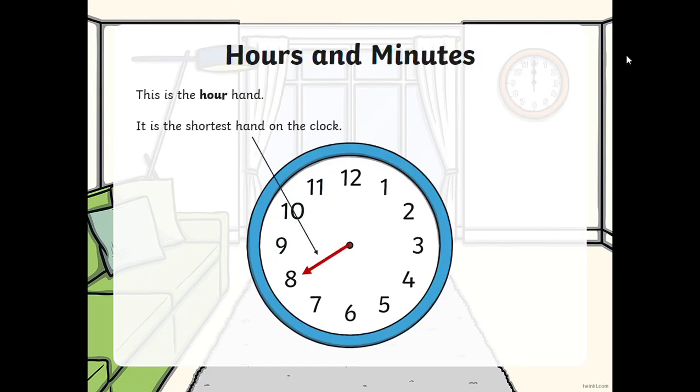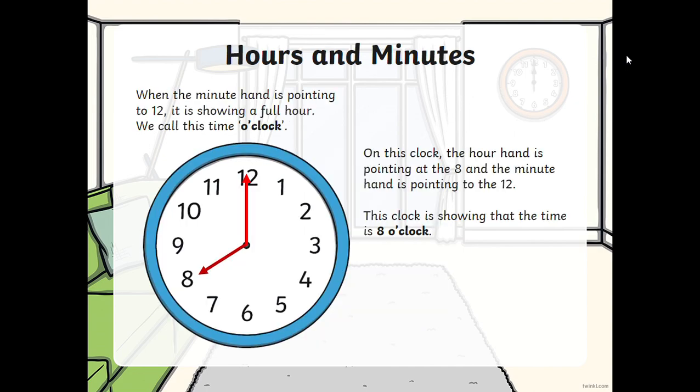So you know that the short hand is the hour hand, okay? And then we have the long hand, which is the minute hand, and that is the longer hand on our clock. When the minute hand is pointing to 12, it means it is showing 1 full hour, and we call it o'clock. And you know this, so if the big hand is on the 12, then it is o'clock. The short hand is pointing at the 8, so that is showing the hour.